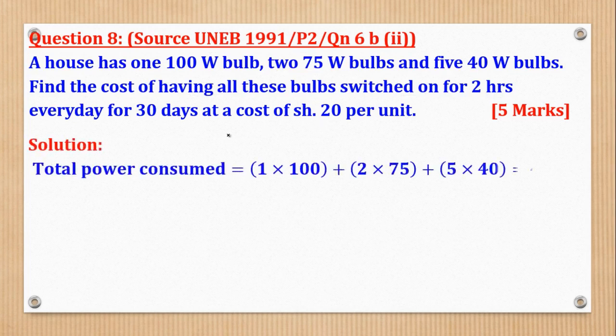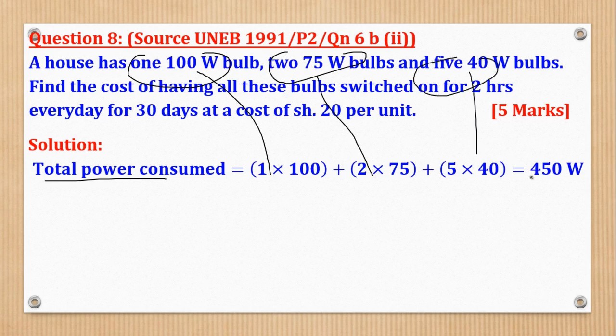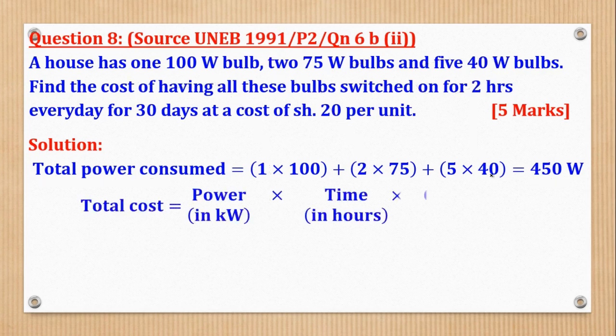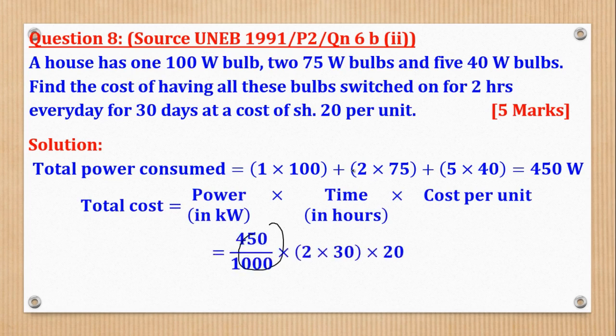So still we shall code the formula. First of all, total power consumed: we have 100 watt, which is 1 times 100. Remember it is still in watts. 275 watt, so 2 times 75, and 540 watt to give you 540 watts. Then we shall code the formula. But the formula, the power should be in kilowatts, so we shall divide by 1000 to give you the kilowatt. Then the time, it was 2 hours for 30 days, that gives you 2 times 30, and the cost per unit was 20, and that gives you the cost they wanted.